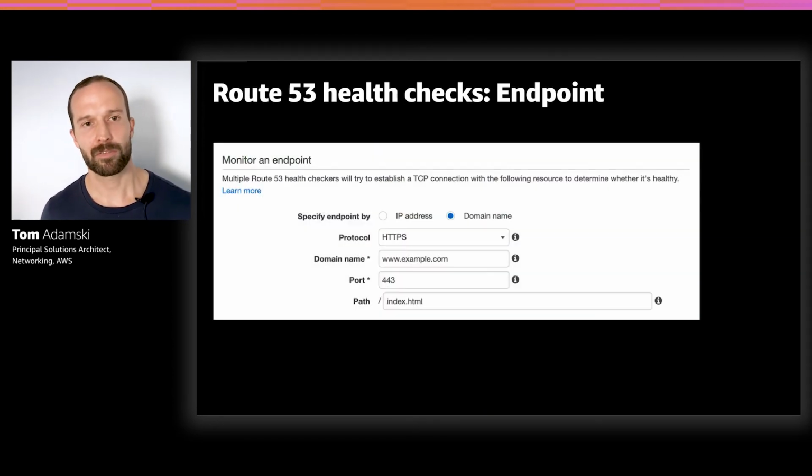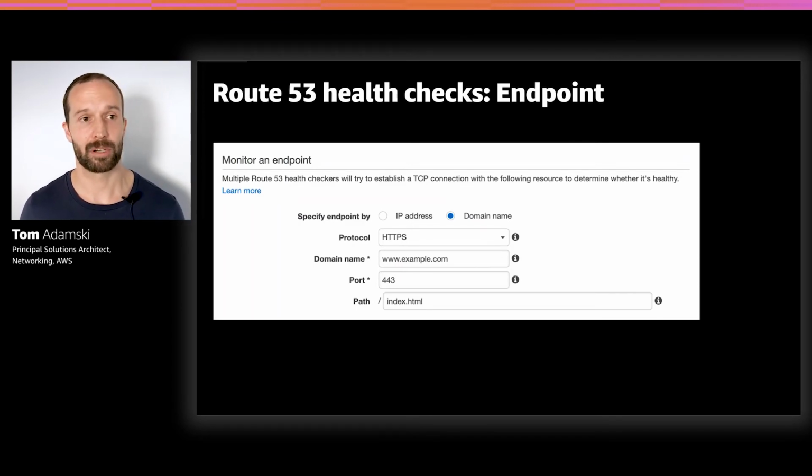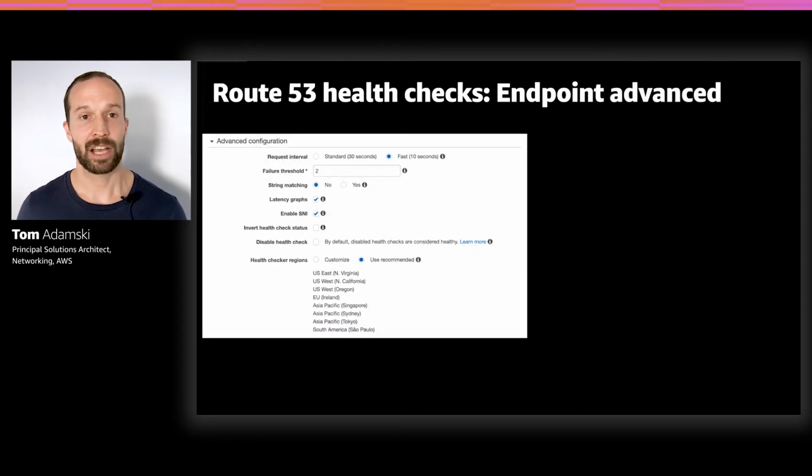When you do configure the health check, you can specify what methodology you want to use to test your resource, whether it's HTTP, HTTPS, or TCP. You can specify an IP address or a domain to test, the port, the index. You can decide how often you want to test, how many failures you want to see before you consider a health check unhealthy. You also have the option to do string matching and customization to which one of the health checker regions you want to use out of the 8 that are supported.